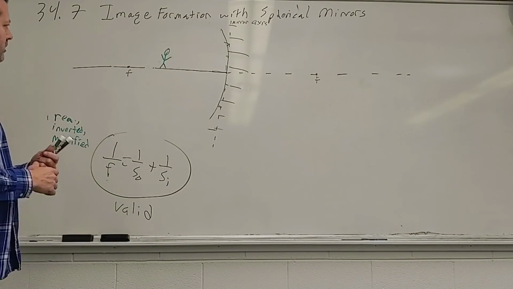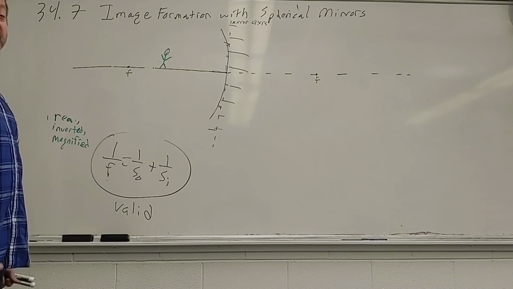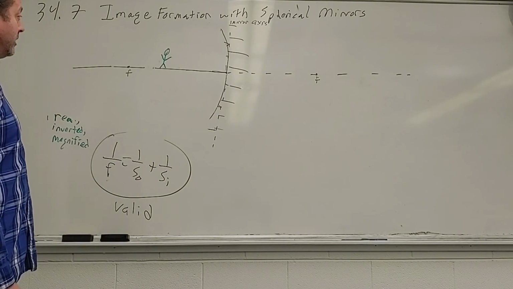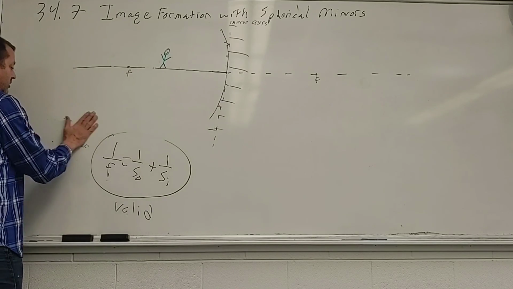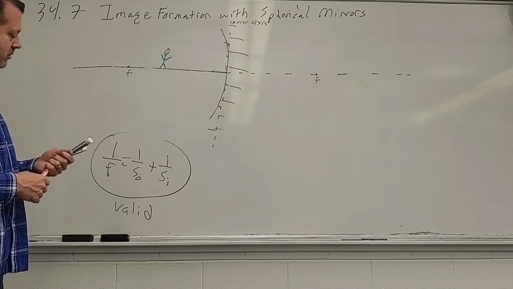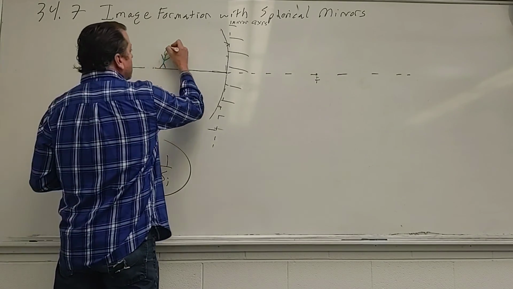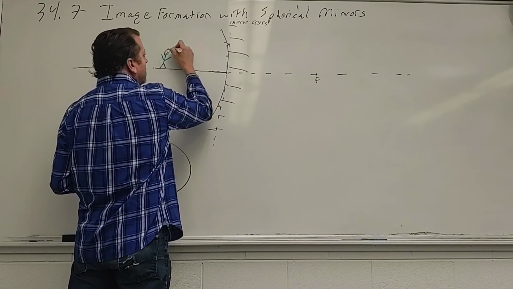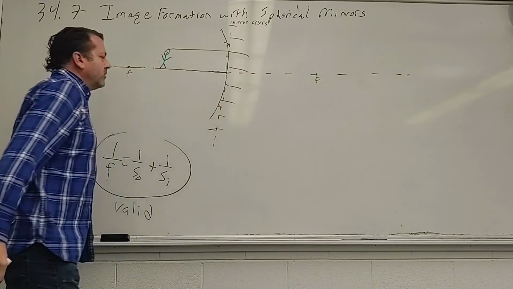So do the same thing. Let's find where the image of Angel is formed, and whether she's upside down, virtual, real, whatever, or magnified. Alright? Special rays: in, back through the focal point.